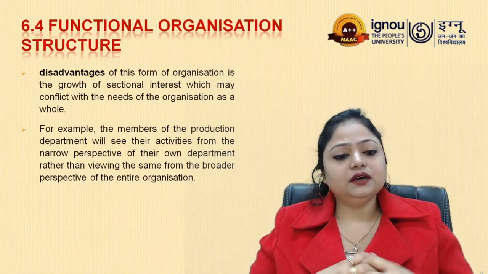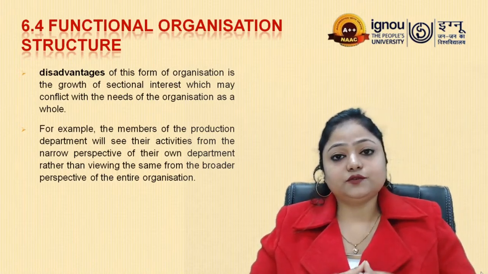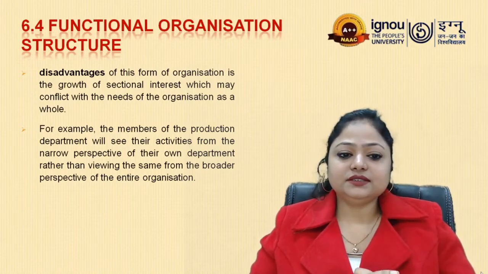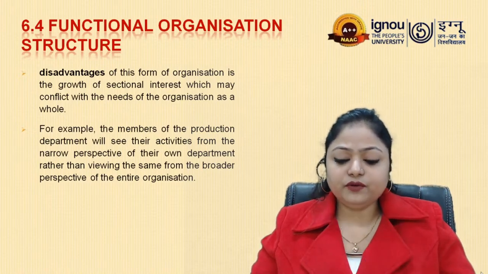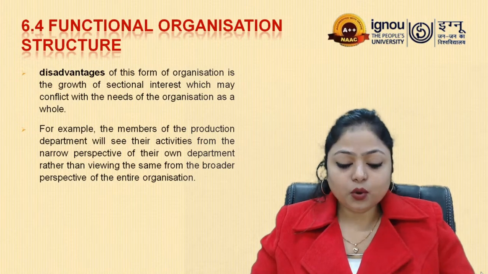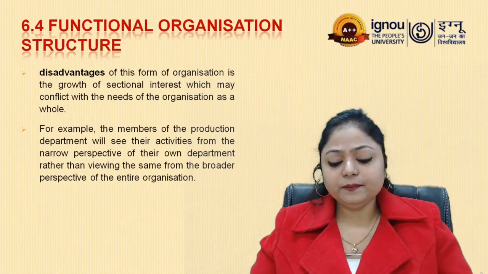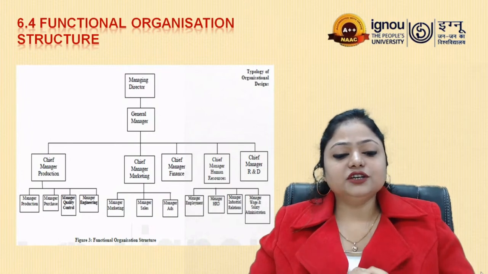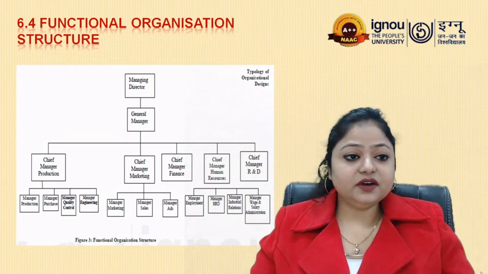So, for example, here we can see that the members of the production department will see their activities from a narrow perspective, from their own department, rather than viewing them from the broader perspective of the entire organization. So everybody would be focused towards their own department and own work, and overall organizational goals and objectives could be hampered or hindered. Now, this is what a functional organization chart would look like, if you could see the following chart which has been displayed in front of you.